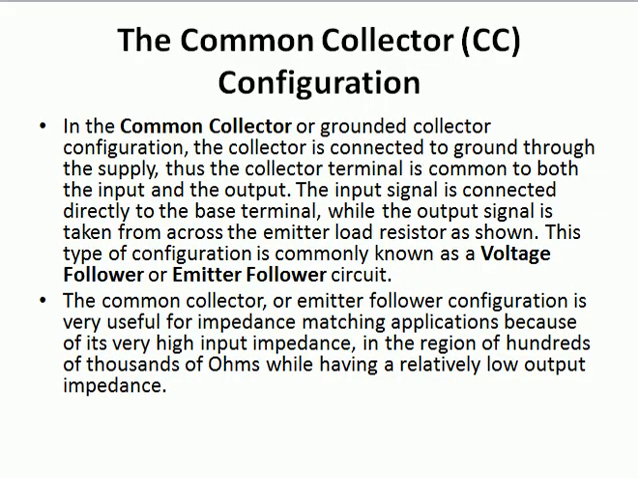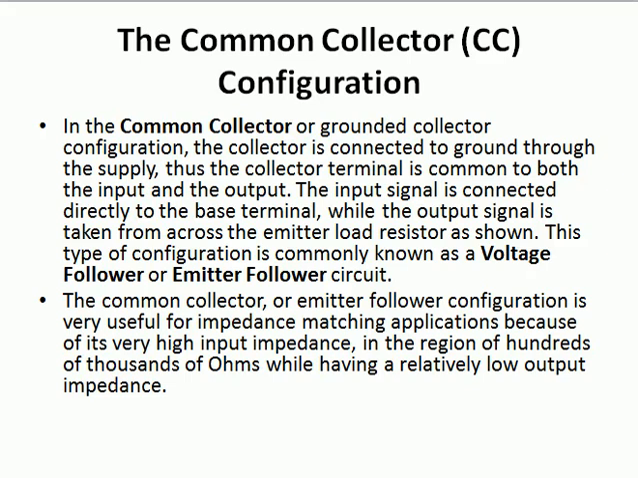Now in the next we are discussing the common collector configuration, that is the last configuration. In the common collector, as we say, the collector is grounded. The collector is connected to the ground through the supply, thus the collector terminal is common to both the input and the output. The input signal is connected directly to the base terminal, while the output signal is taken across the emitter load resistor. Now we will discuss this in the figure. This type of configuration is commonly known as the voltage follower or emitter follower circuit.